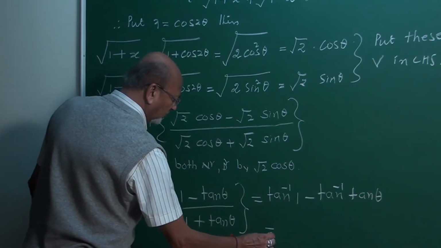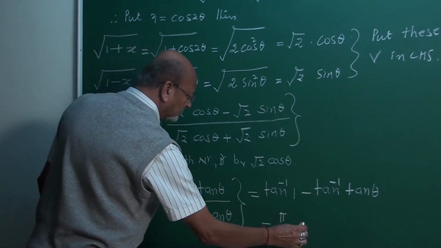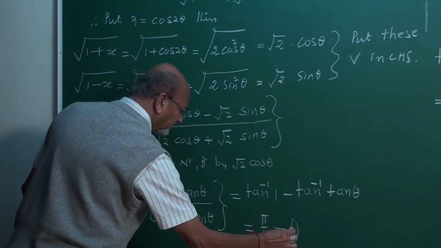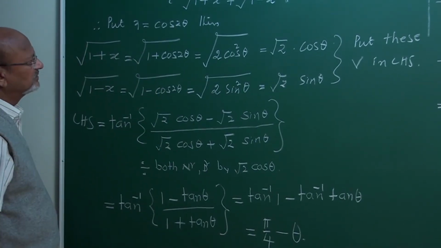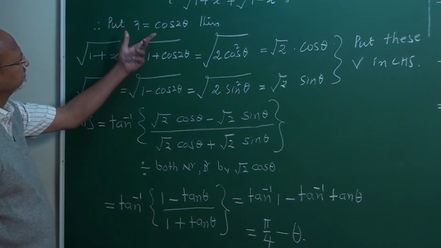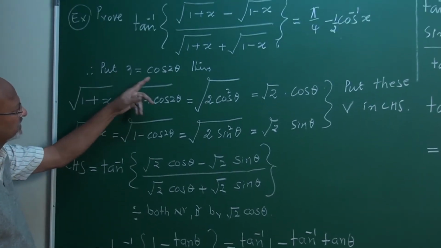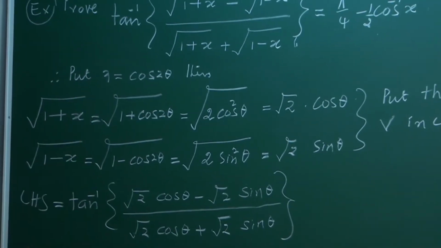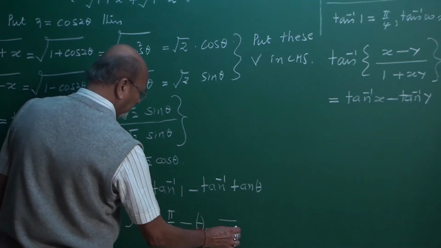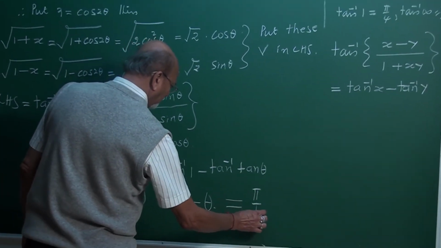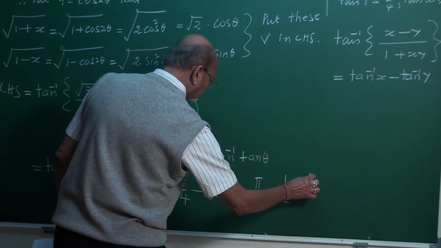Tell me, my friend, what is this? Pi by 4 minus tan inverse of tan theta, which is theta. Then you have to just get the value of theta. Where? Here. x is cos 2 theta. Bring it: cos inverse x is 2 theta. What is theta? 1 by 2 cos inverse x. So it equals pi by 4 minus 1 by 2 cos inverse x.